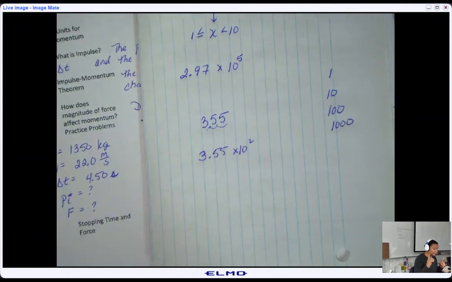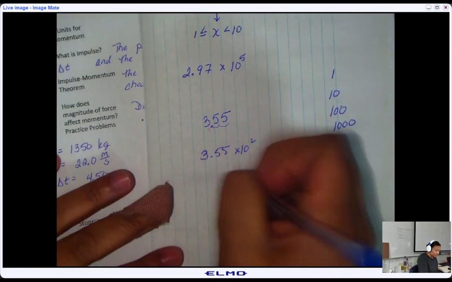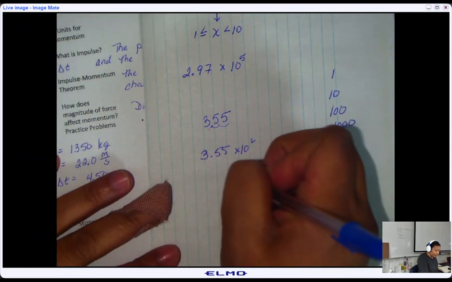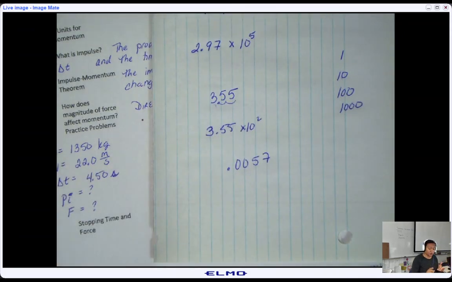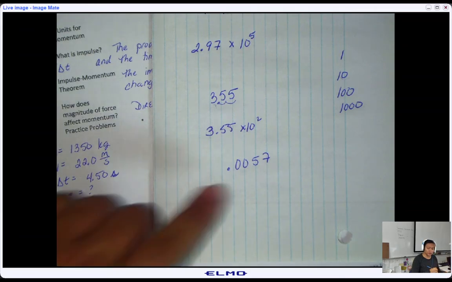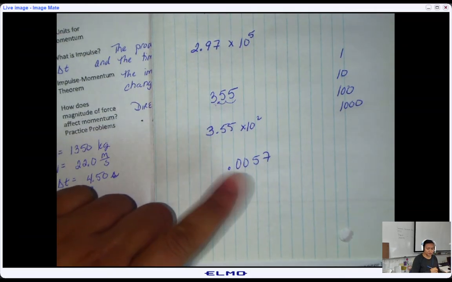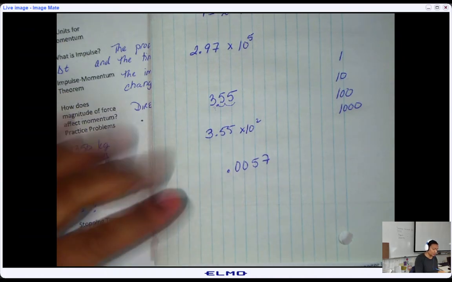Now, what if it's a really small number? Let's say it's 0.0057. Still, the coefficient has to be between 1 and 10. So what's the coefficient going to be? What is the coefficient for this if I'm changing it to scientific notation? 0.0057. Because it still needs to be between 1 and 10. Good. So 5.7.